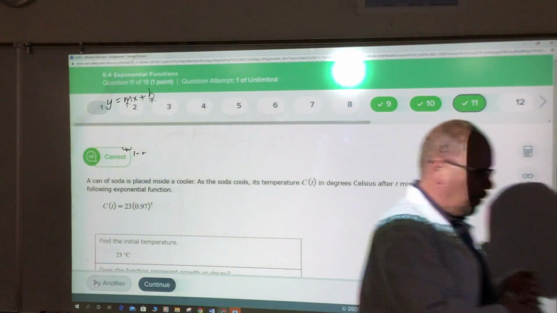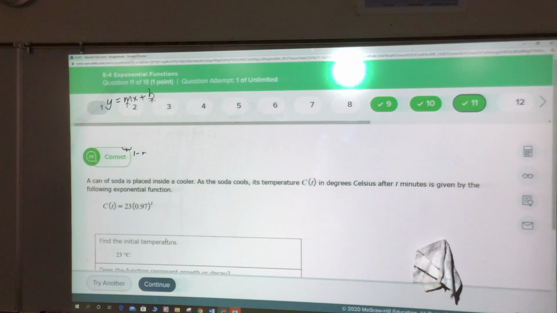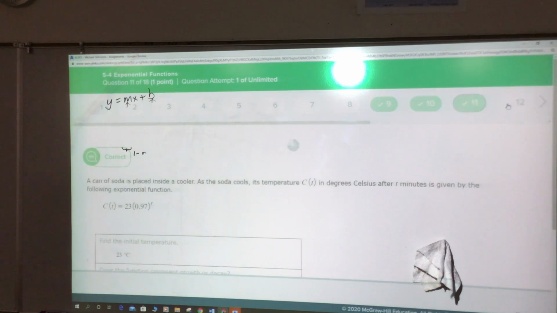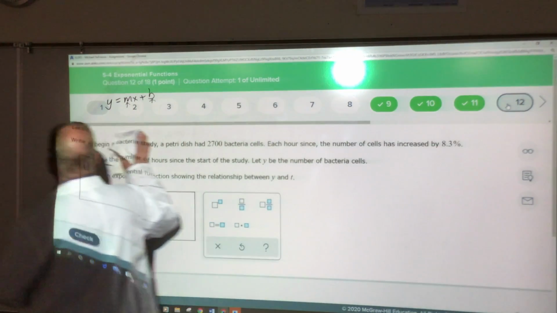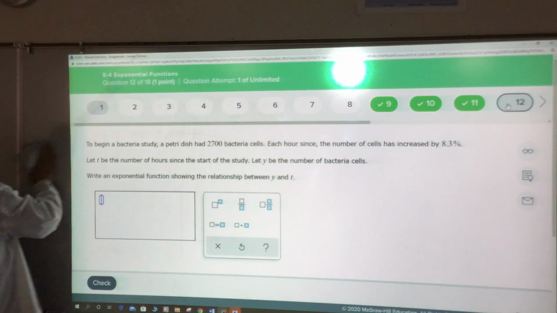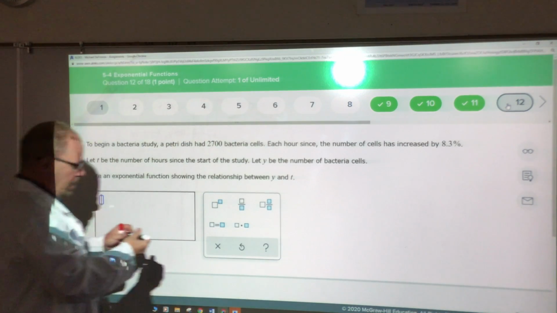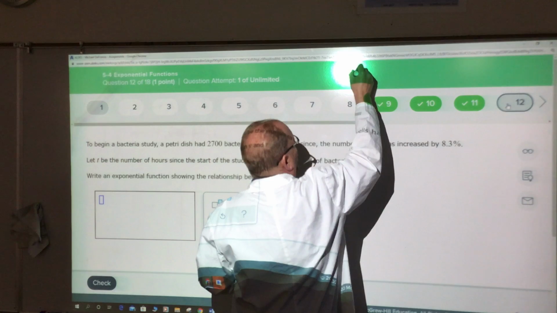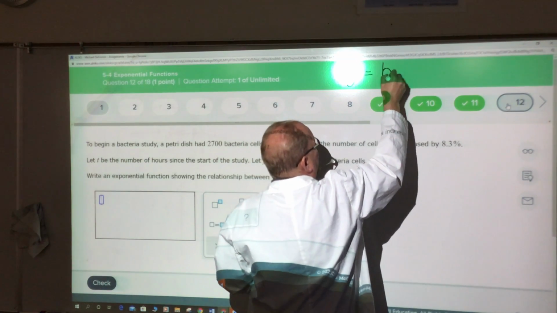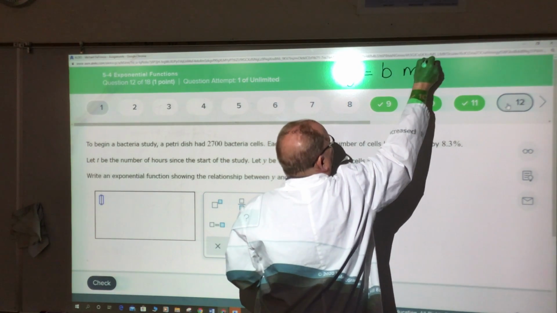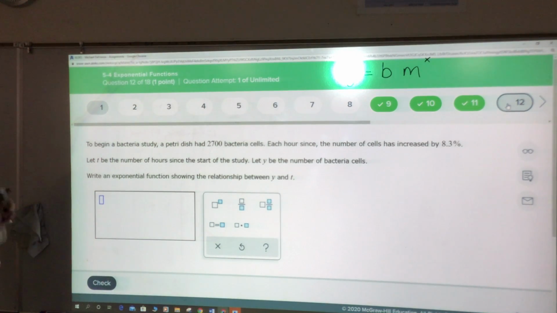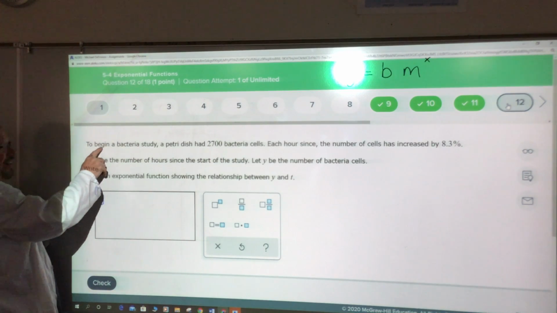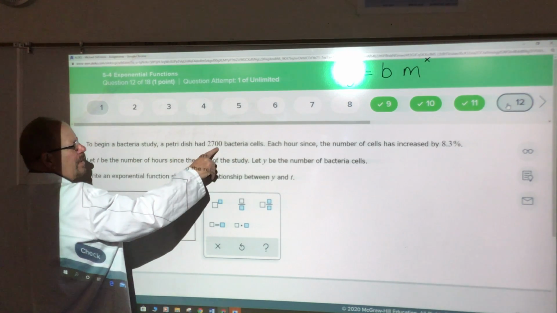So that's the whole of how the exponential functions are made up. Let's see, is there another one just like that? No, but everything is the same math. So I'm going to write up here y equals b m to the x, like the bicycles, okay? So here we're going to have to begin 2700.